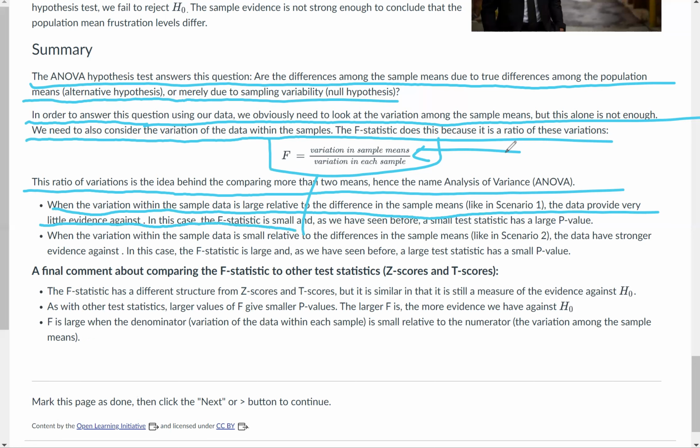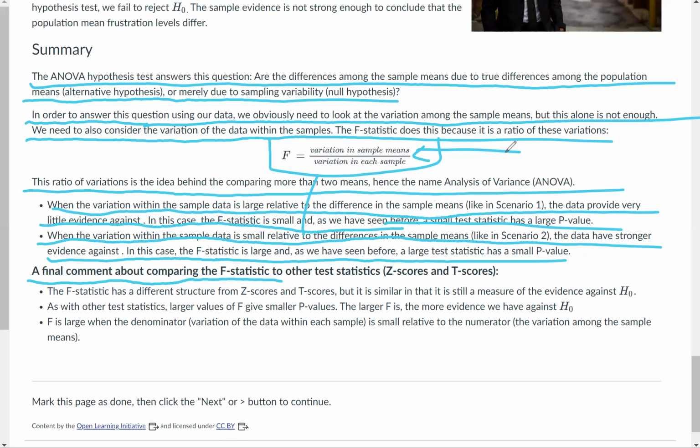In this case, the F statistic is small, and as we have seen before, a small test statistic has a large p-value. When the variation within the sample data is small relative to the difference in the sample means, like in scenario 2, the data have stronger evidence against H sub 0. In this case, the F statistic is large, and as we have seen before, a large test statistic has a small p-value.